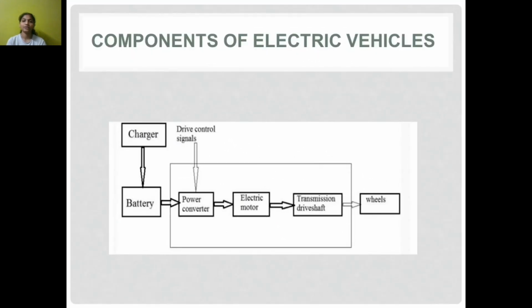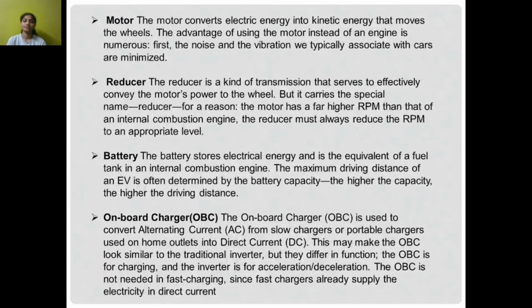Components of electric vehicles. Let's discuss one by one. Motor. The motor converts electric energy into kinetic energy that moves the wheels. The advantage of using the motor instead of an engine is numerous. First, the noise and the vibration we typically associate with cars are minimized.